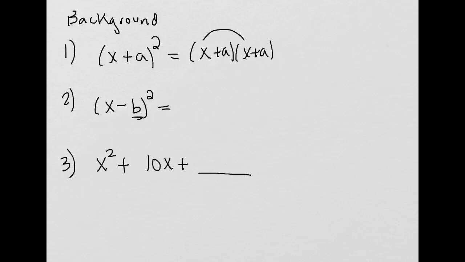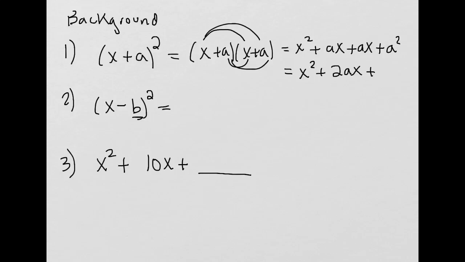So if we distribute our x through, we get x squared plus x times a, which I'm going to write as a times x. And then if I distribute my a through, I get plus another a times x. And then at the end, plus a squared. So if I combine my like terms, I get x squared plus 2ax plus a squared.